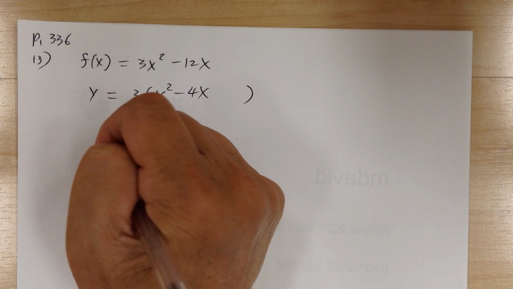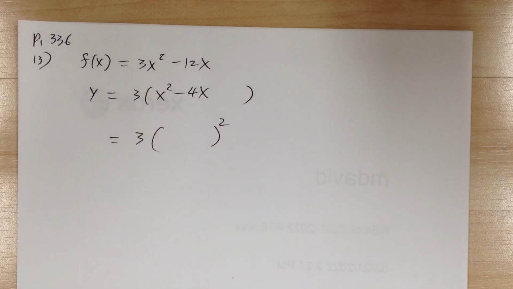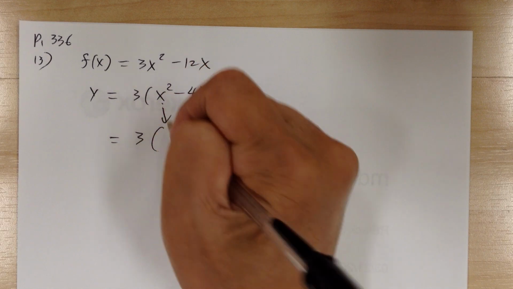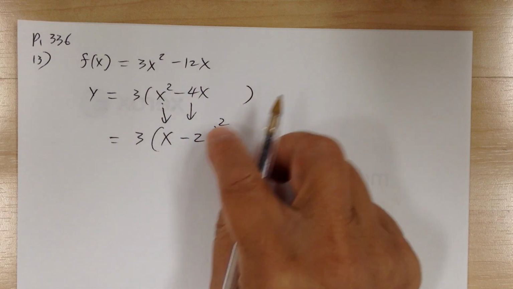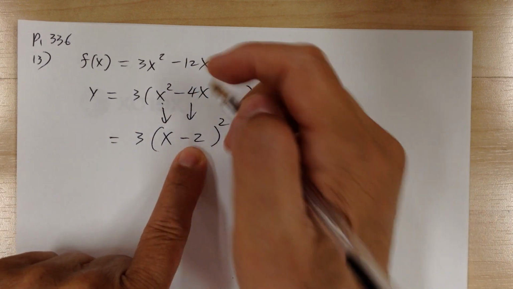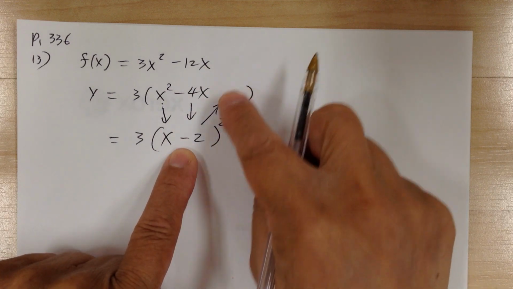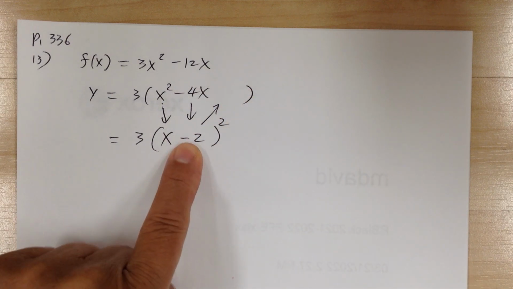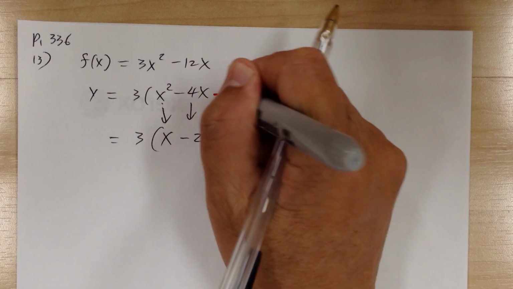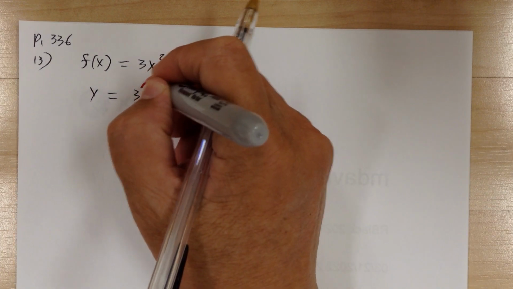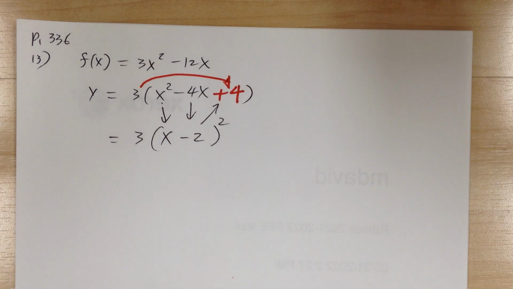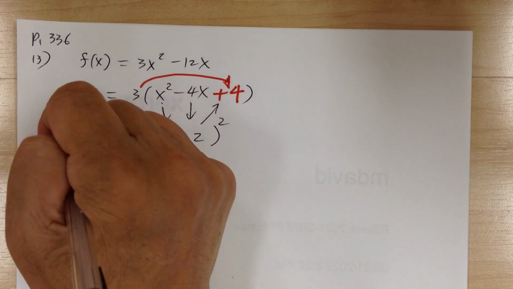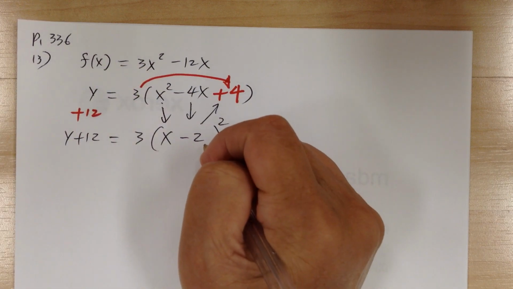After that, get your perfect square template ready. So from this, I get this: x squared gives me x squared. From this, I would get minus 2, because 2 times negative 2 would give me negative 4. Once I know this number, I can figure out this, because this came from the square of this. Negative 2 squared will give me plus 4, and there's a 3 over here, so 3 times 4 will give me plus 12. Therefore, I get y plus 12 equal to that.